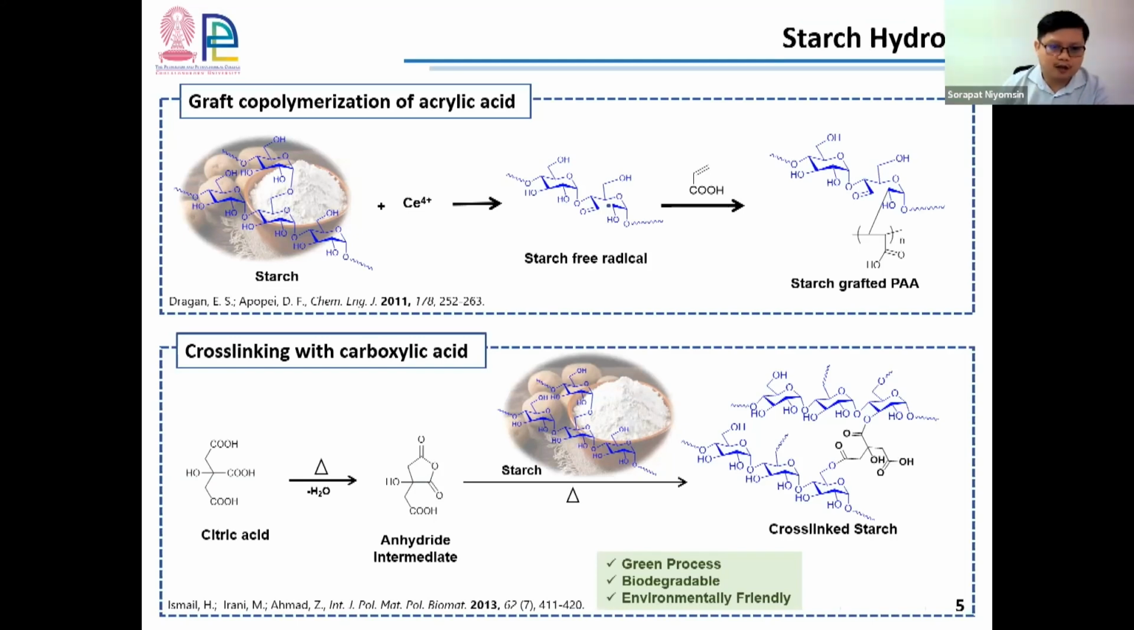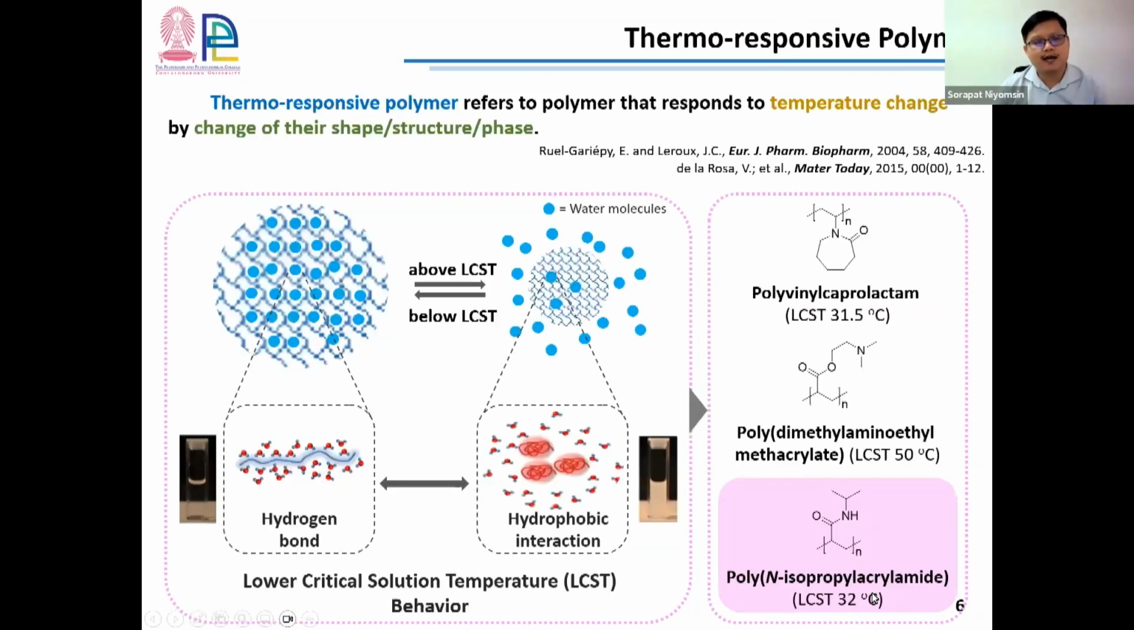Also, starch can react with citric acid. Once the citric acid is under heat, it can form an anhydride intermediate, and this chemical will react with the hydroxyl groups of starch to form a cross-link structure, giving cross-linked starch. This process is a clean process, as the citric acid also comes from nature, and it is biodegradable and environmentally friendly. How about another function?